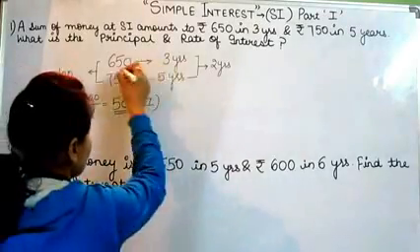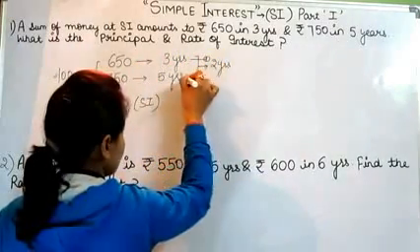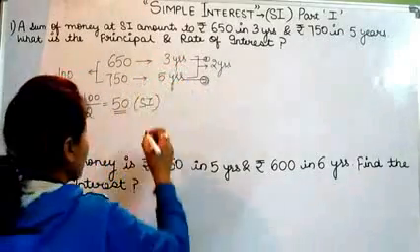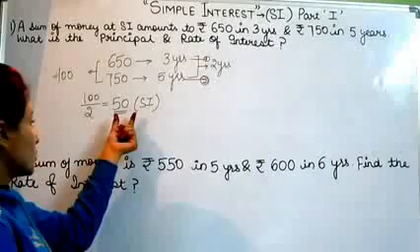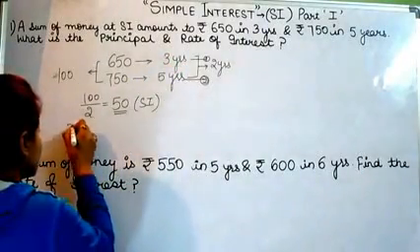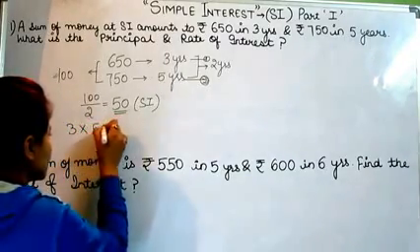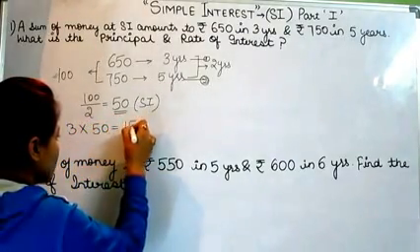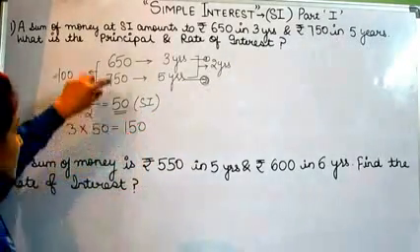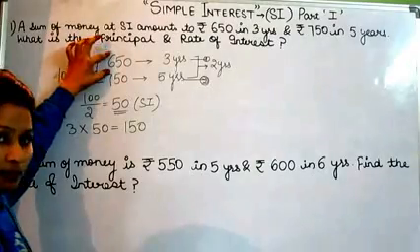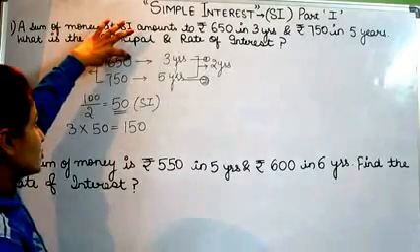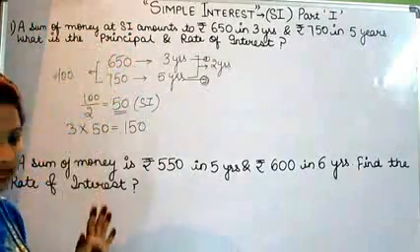It means take the first statement. This is our first statement and this is second statement. Take any one of them, right? So if rupees 50 is for 1 year, so for 3 years the simple interest would be 150 rupees, right?